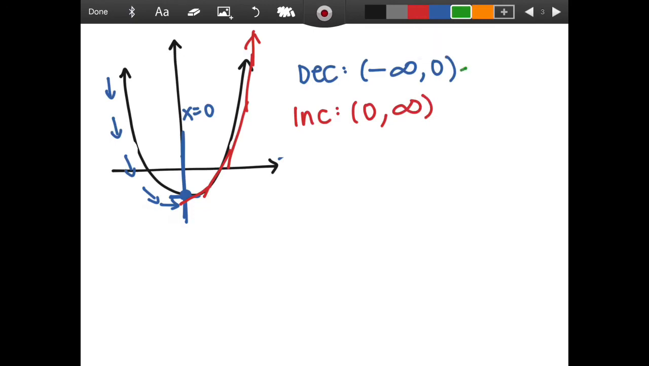Notice that both of these are not including. They're both parentheses at 0. And the reason is at this point, it's not increasing or decreasing. It's just like a flat line. And that's the point where it's changing. So at the point where it's changing direction, it's going to be a parentheses just because it's not included in either group. So hopefully that helps to explain a little bit about the interval notation.